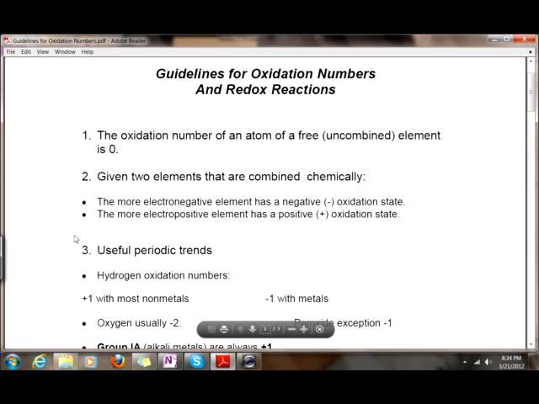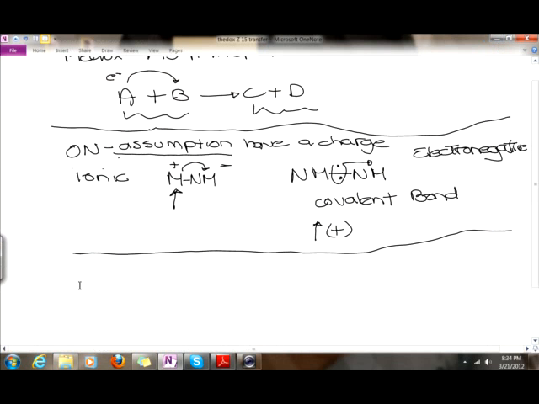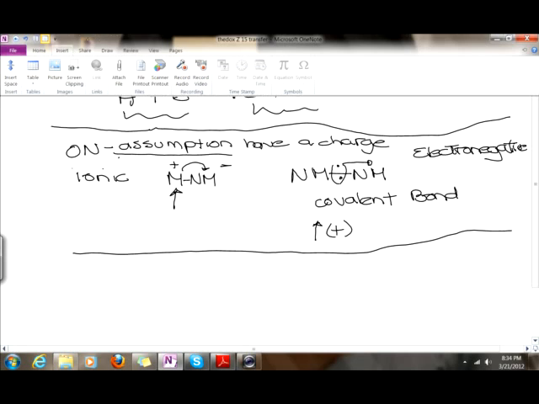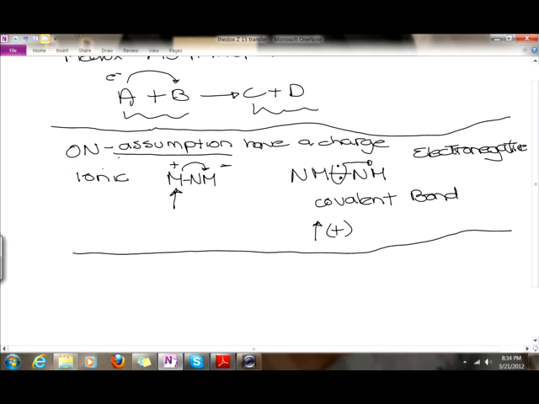And basically, we have here that the oxidation number of an atom of a free uncombined element is 0. First of all, when you look at the rules of oxidation numbers, the first rule given in these guidelines is the first rule you're going to apply.